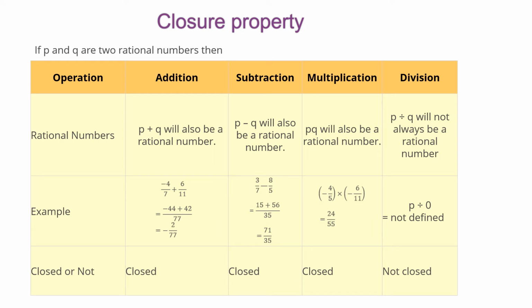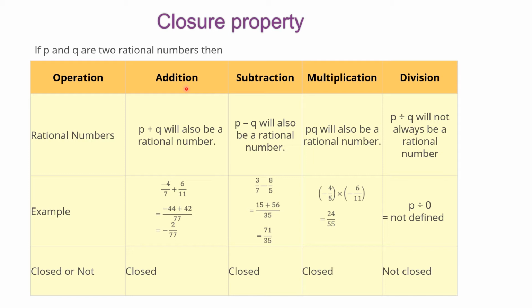So first of all, we have the closure property. What is the closure property? If we have two rational numbers, for example P and Q, and we perform operations on them, for example addition, subtraction, multiplication and division, and the result is also a rational number, then yes, it satisfies the closure property.